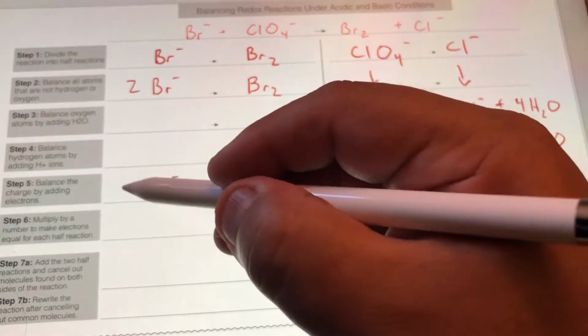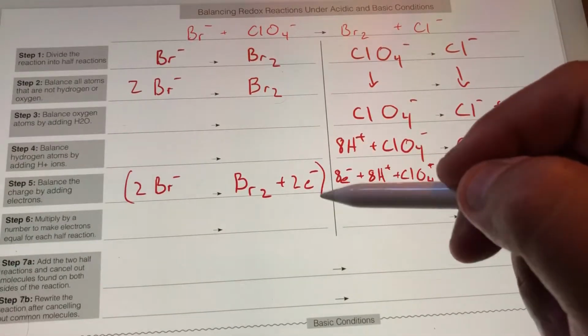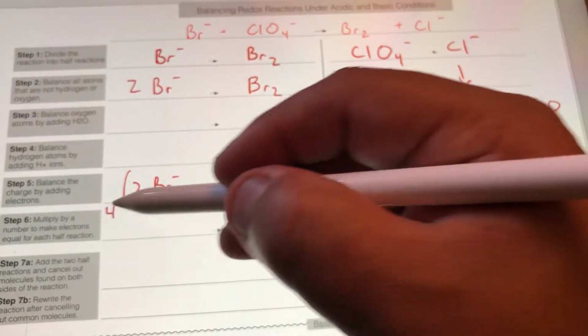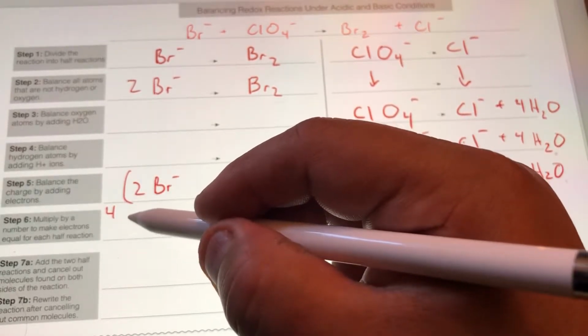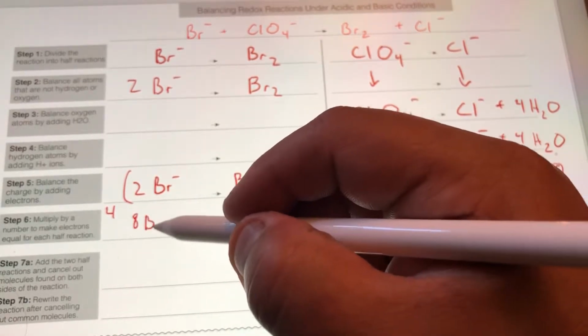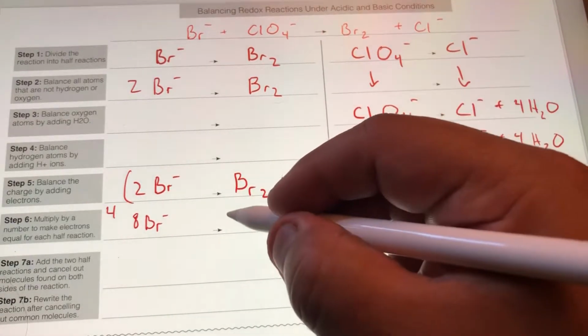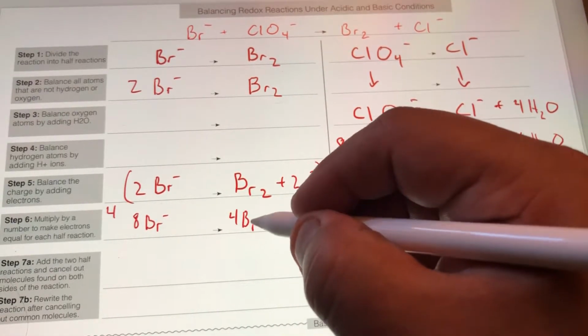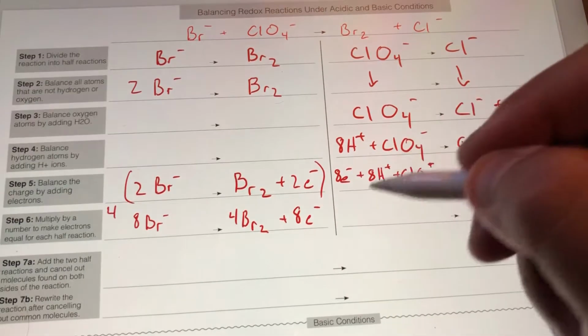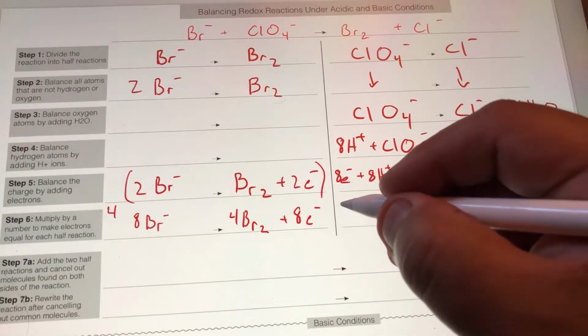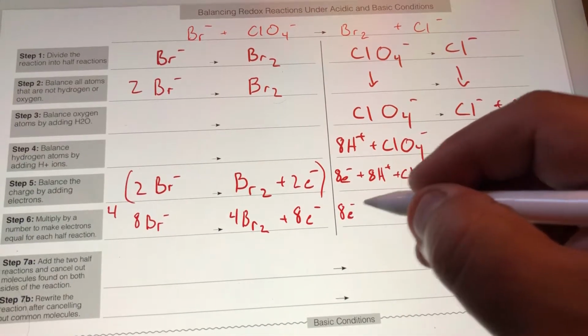So we multiply everything on this side by 4. And that gives us 8 bromines, 4 plus 8 electrons. Bring everything down.